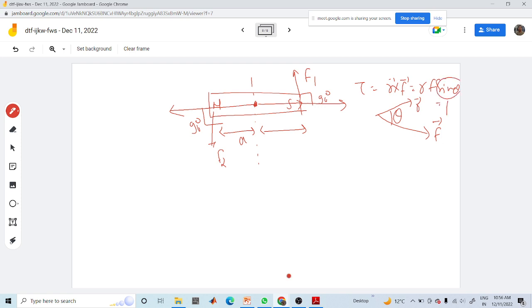If the force were in this direction, then theta would not be 90 degrees. So we can't say sin theta is equal to 1. It will be something different. Suppose it is 60 degrees. In that condition we have to use a different value, right? So torque will be how much? F1 into a, where a is the distance, plus this one, F2 into a.